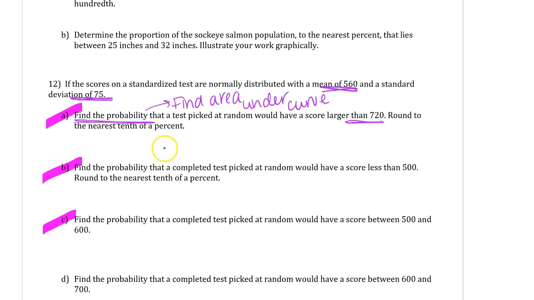Here's a sketch of our normal distribution curve. Notice I'm just saying normal, not standard normal. Standard normal would mean the middle of this is 0. Since the mean is 560, that'll be the middle of my distribution. 720 would be up here, and I want to see a score larger than that. So you want to find the area to the right.